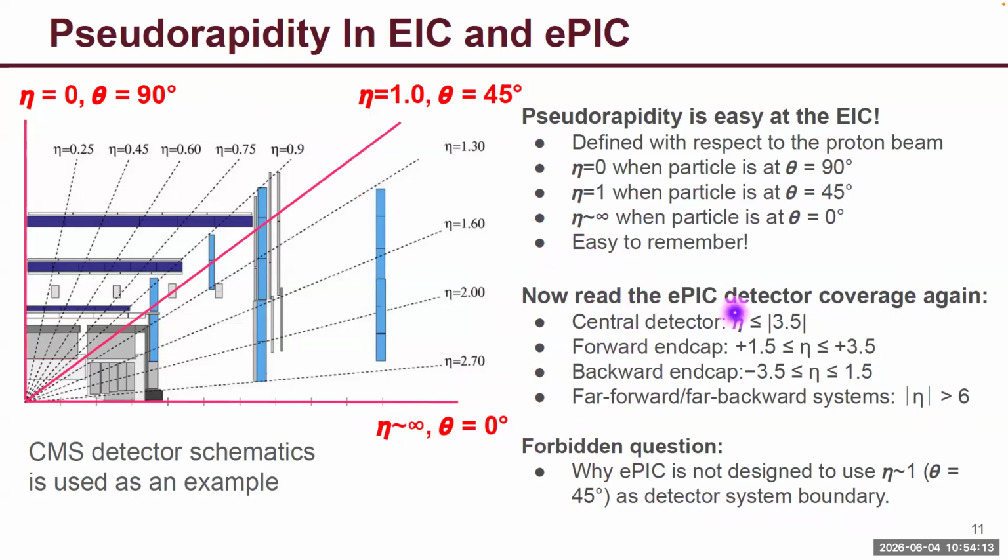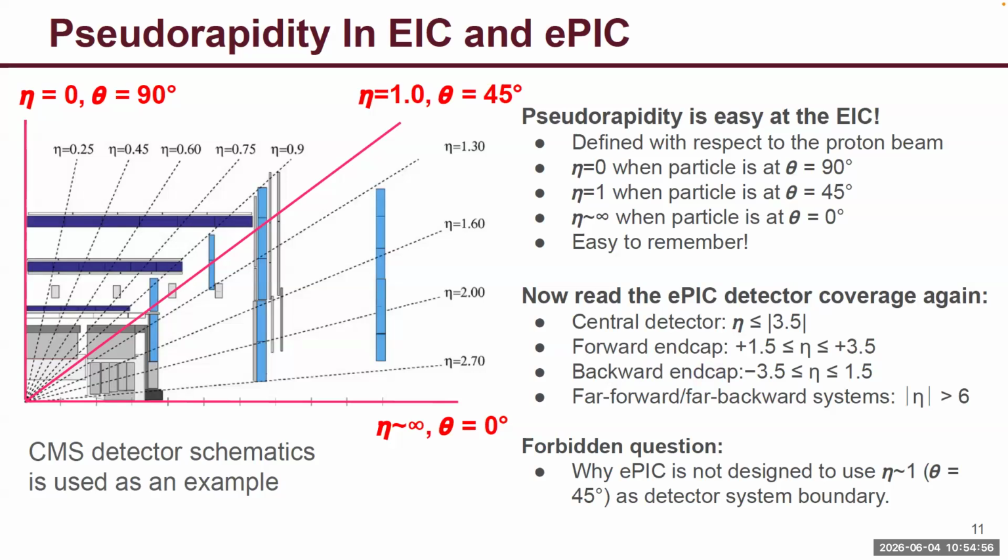Once you see a detector coverage like this, you say, I recognize this. The central detector coverage is eta larger than minus 3.5 and smaller than 3.5. I know that eta of 1 is 45 degrees, and eta of 3 is probably 120 degrees, give or take, right? So eta is very simple to remember just because of this very nice relationship. By looking at this detector coverage, okay, this is all very nice.